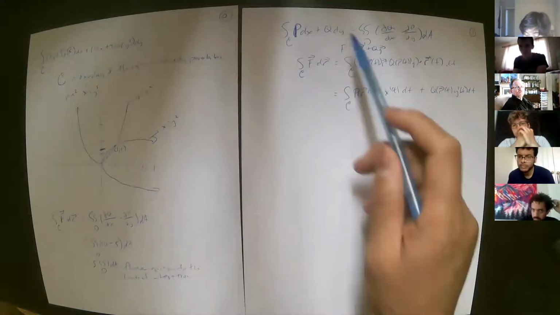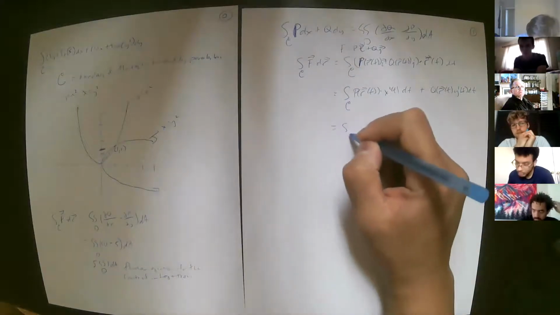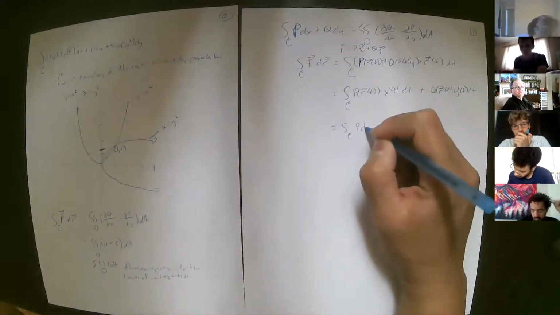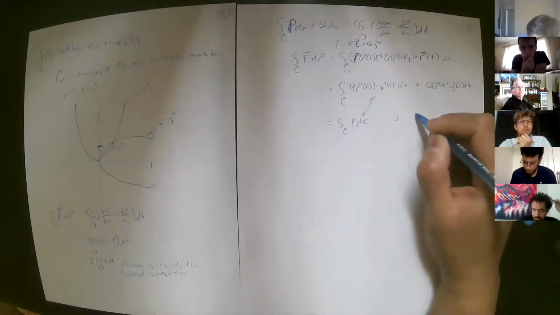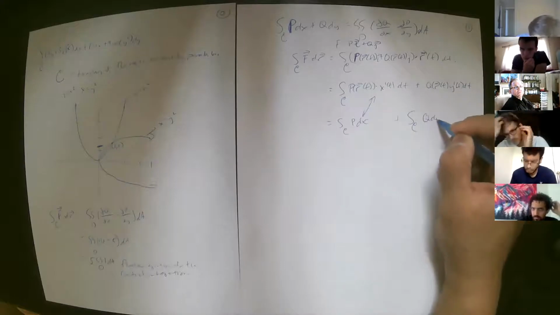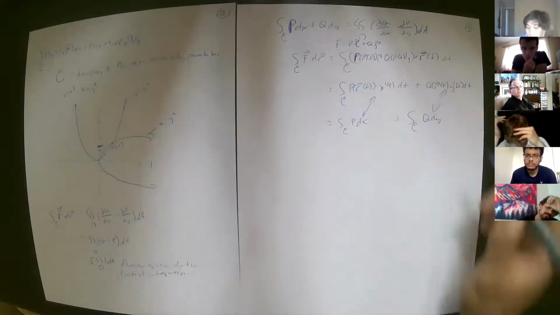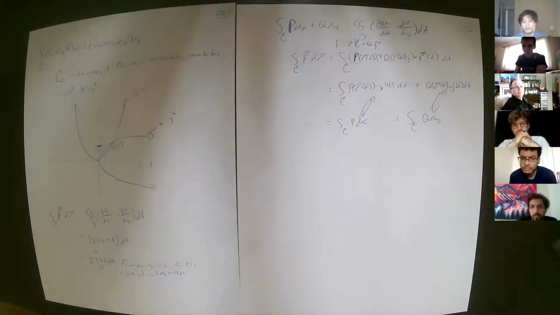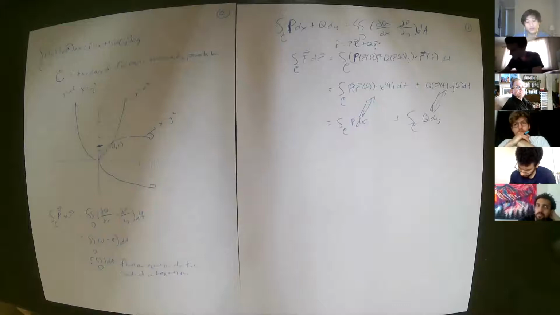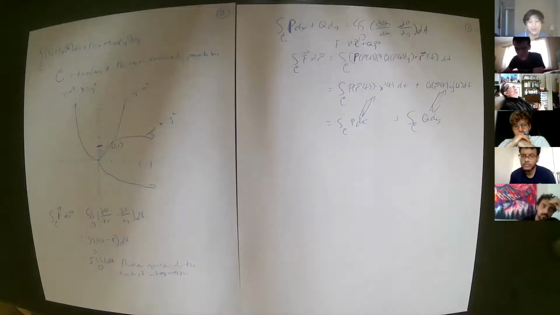This is the first part of the integral, P dx right here. And this is the integral over C of Q dy. There's an equal sign here. So when we're integrating a vector field, when we're integrating the work done by a vector field, we can separate it into its components like this.